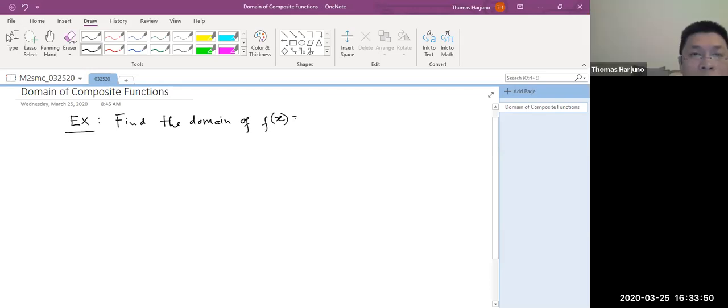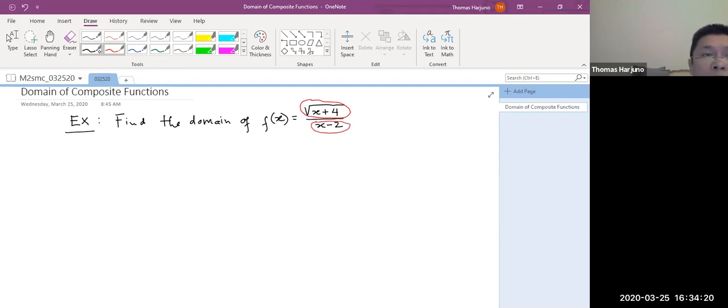f of x equals the square root of x plus 4, over x minus 2. Now we see that the domain has to satisfy the domain of the square root, and also we need to make sure that the denominator will not be 0, right?